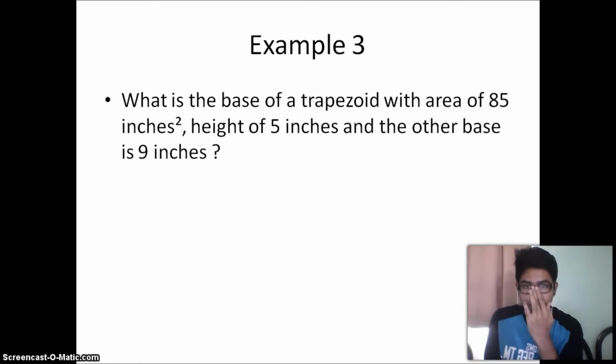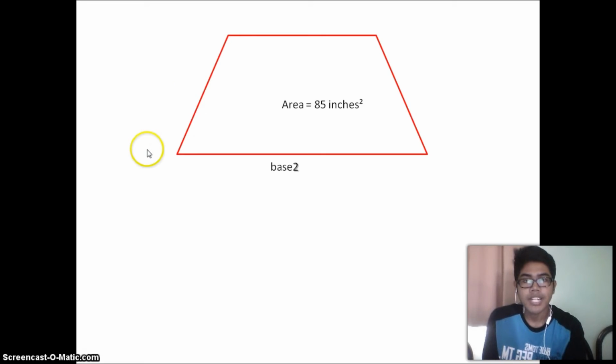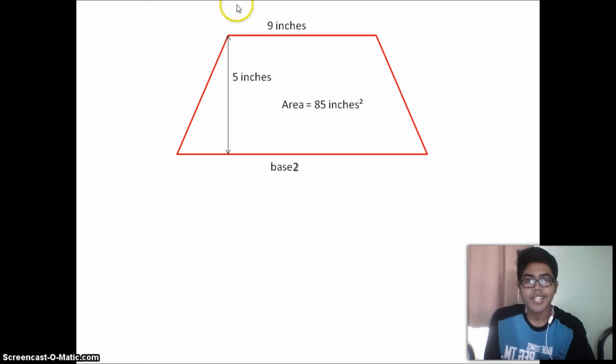Example number 3 asks us to find the base of a trapezoid with the area of 85 inches, height of 5 inches, and the other base is 9 inches. So we got this trapezoid right here, with the base 1 right here is 9 inches, the area for this trapezoid is 85 inches square, and the height of this trapezoid is 5 inches. So the question asks us to find the base 2 right here.